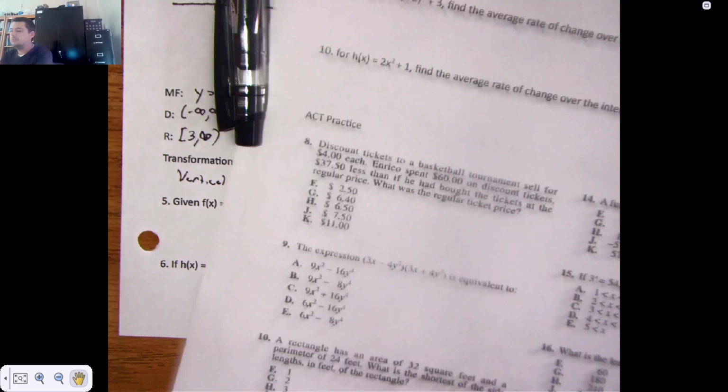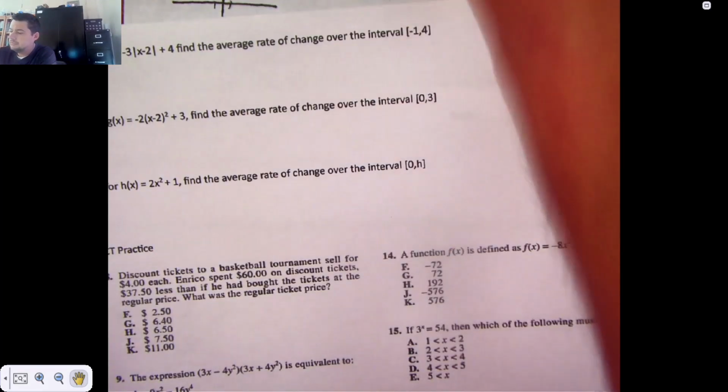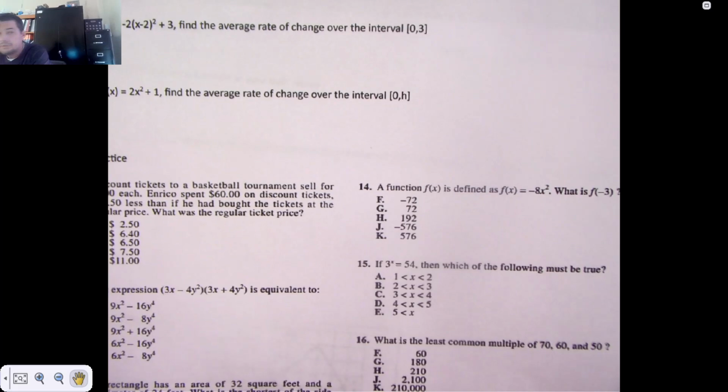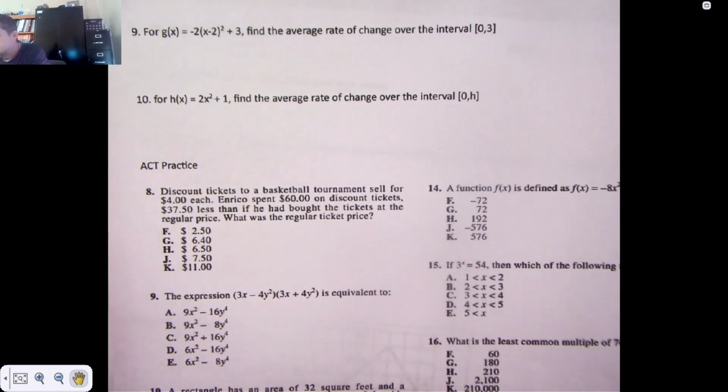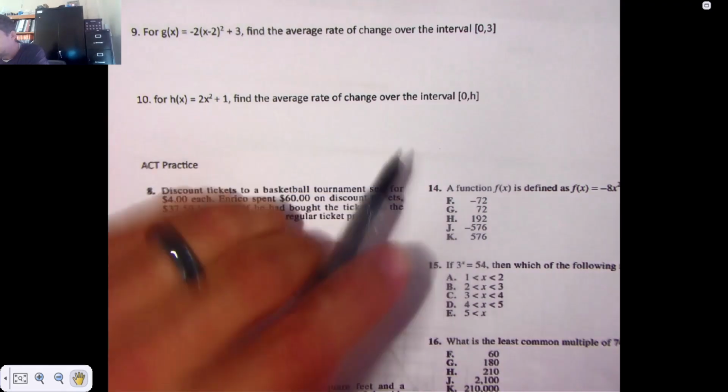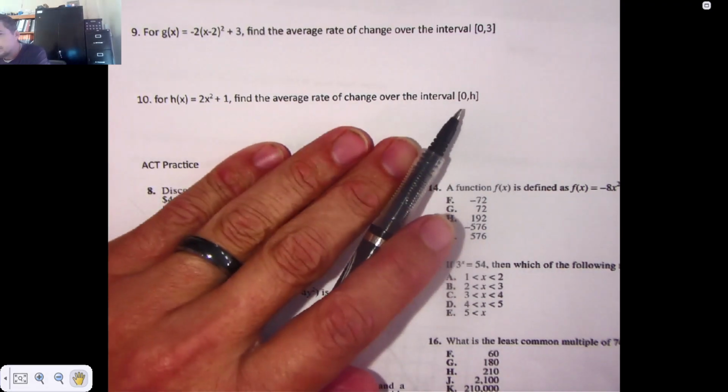The actual unit homework. Let's see here. I'm on the last page, doing number 10, just out of order. This is the ACT, number 10. I'm going to do this one with you. This one's a little harder.